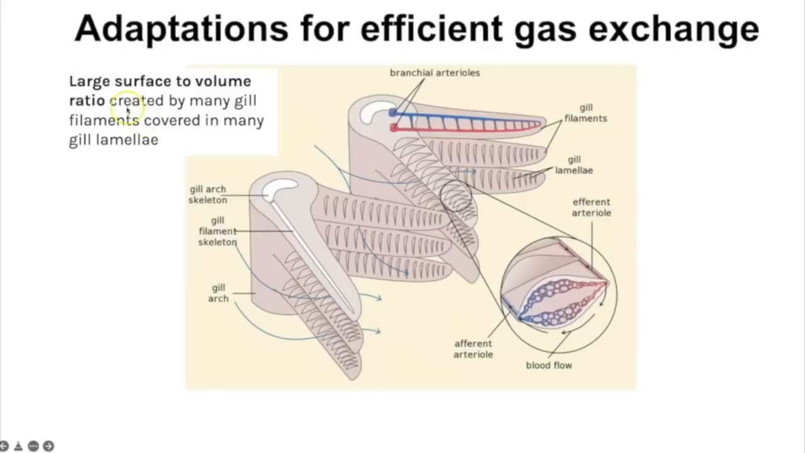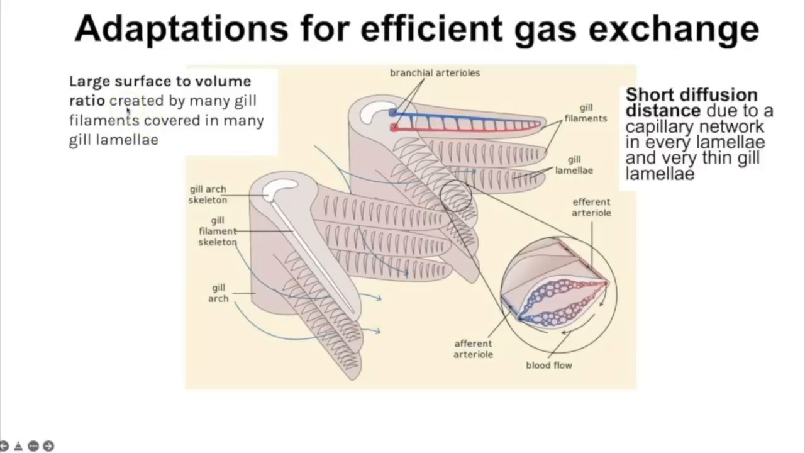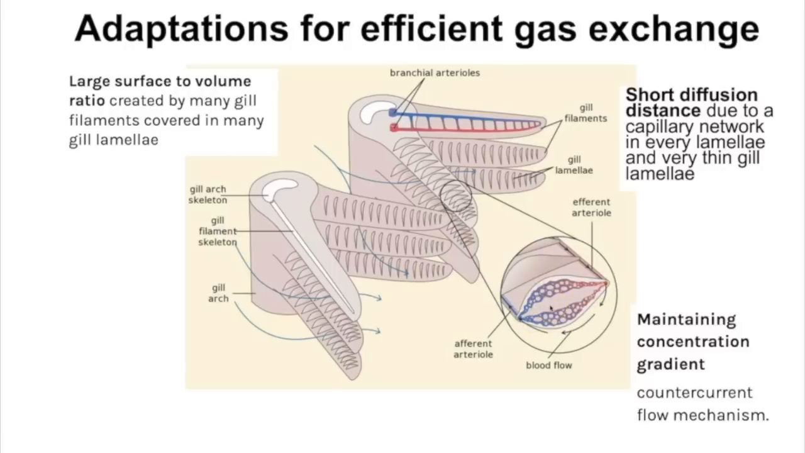We've talked about the large surface area to volume ratio, but the next thing is the fact that there is a short diffusion distance, and that is because of the network of capillaries in every gill lamellae. So we're zooming in here on the gill lamellae, and there is our network of capillaries within each one, and that provides a short diffusion distance.